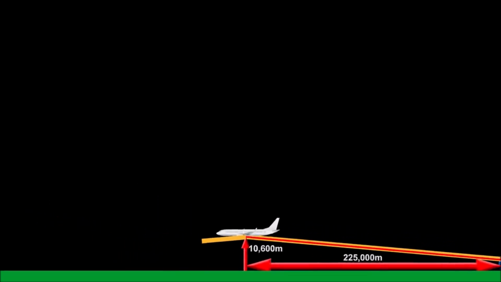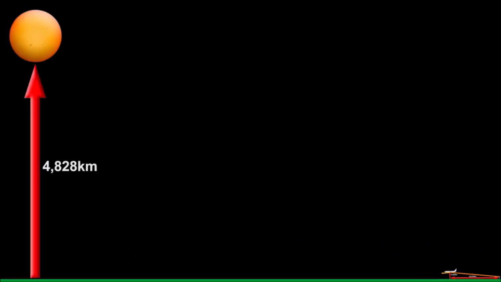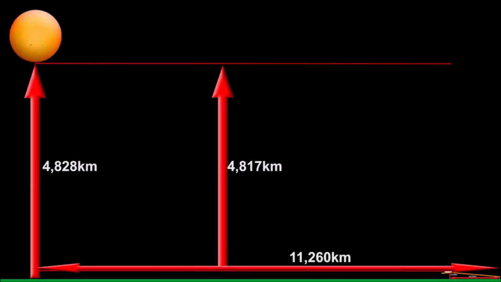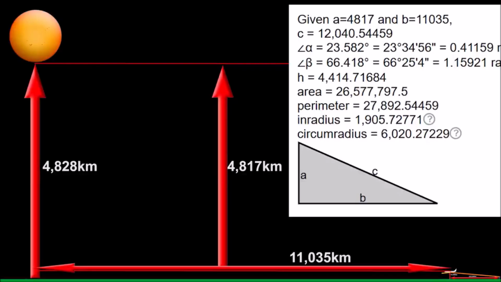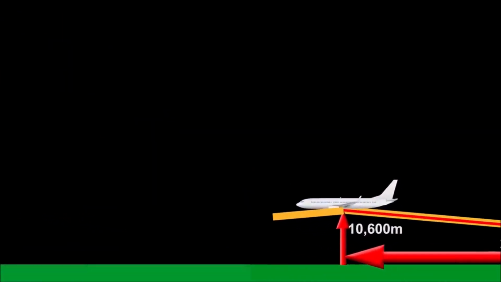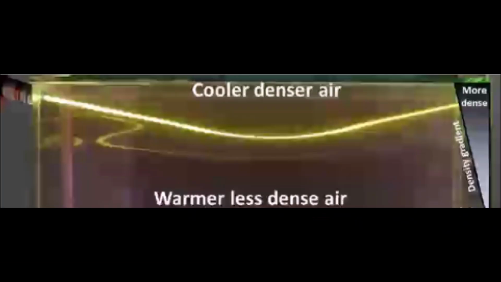With the plane's altitude at 10.6 kilometres and the sun's altitude at 4,828 kilometres, that puts the sun 4,817 kilometres higher than the plane. From my location, the plane is 225 kilometres away and the sun is 11,260 kilometres away, so the sun is about 11,035 kilometres further away from the plane, which would put the sun 23.5 degrees above the plane. So, for the light to get from the sun to the underside of the plane, it would need to refract upwards.